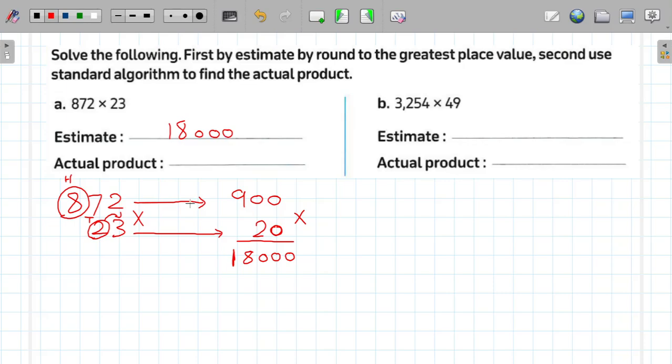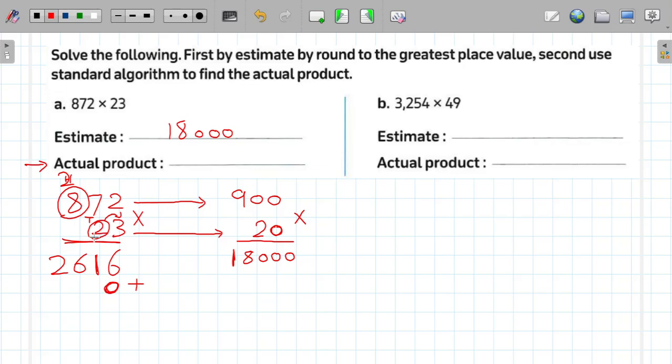Okay, so I want to find the actual product. So I will multiply the two numbers here. I will multiply first by 3. 3 times 2 equals 6. 3 times 7 equals 21. So I will write 1 and carry 2. 3 times 8 equals 24. 24 plus 2 equals 26. So I will write 26. I will write the addition sign, and after that I will write just 1 zero in the ones digit.